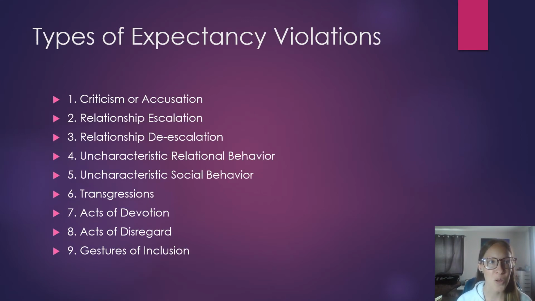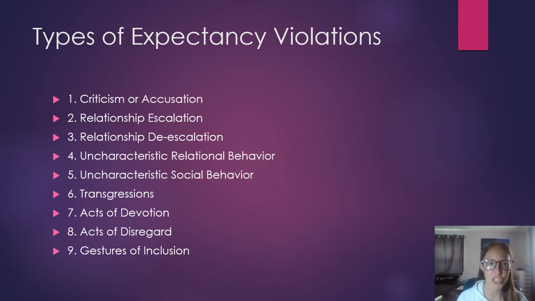So next, moving on to the types of expectancy violations. As you can see, there's a nice little list. So we'll start with criticism or accusations. These are actions that are critical of the person or that tend to accuse them of some type of offense. For a personal example, I am very critical when my boyfriend does the dishes but doesn't do them well. So I expected the dishes to be done, but I expected them to be done at a certain level of wellness, and they weren't. So I become critical.